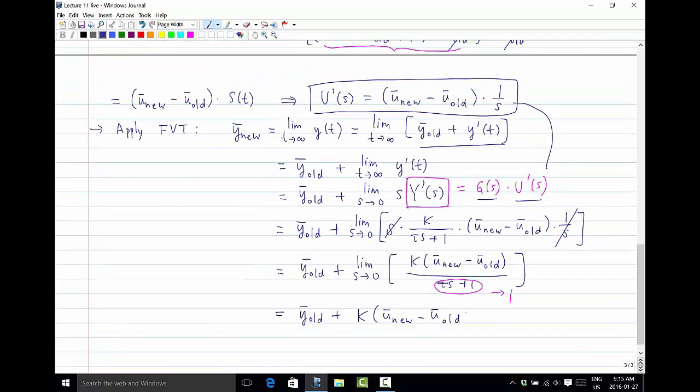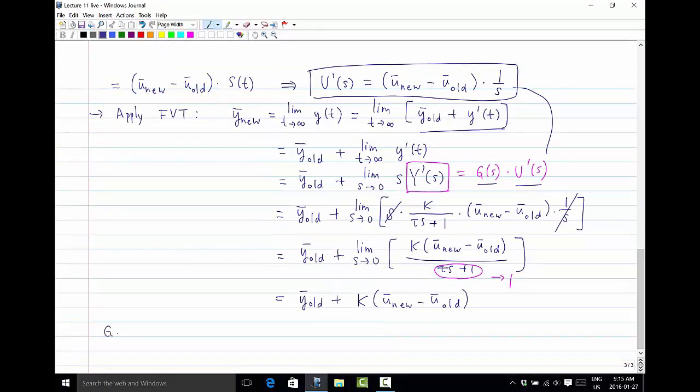The gain, using the definition, is the ratio between the old and new steady states and the output and input. We simply substitute in the appropriate values, and we discover that the gain is k, just as expected.